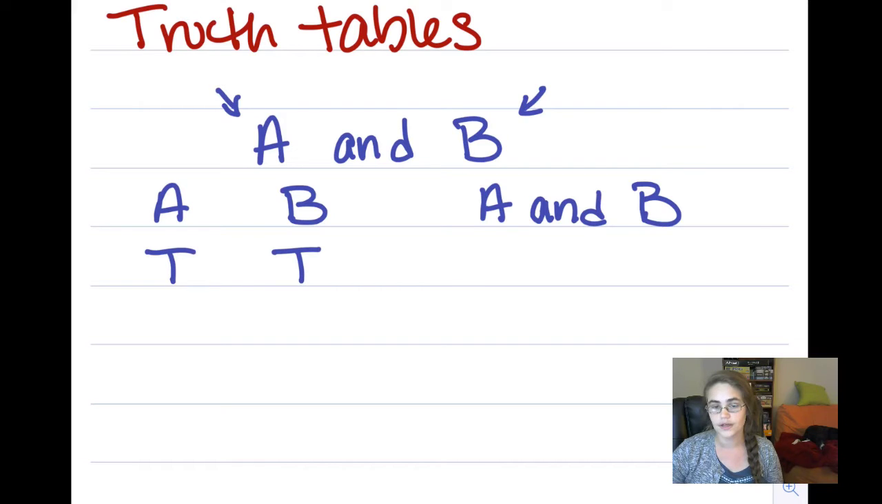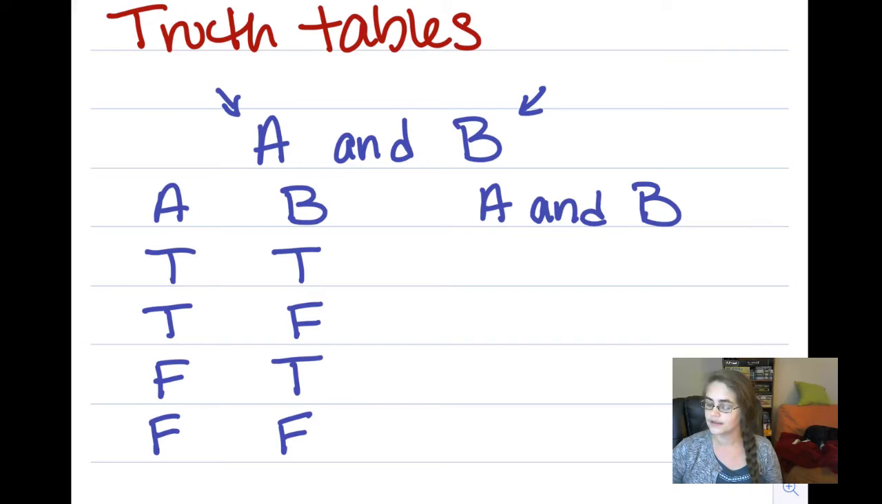For example, A is true and B is true. A is true and B is false. A is false and B is true. And then finally, A is false and B is false. So now we have all the possible combinations listed.